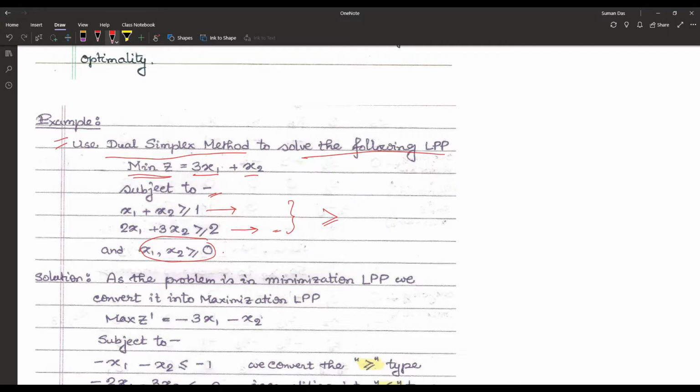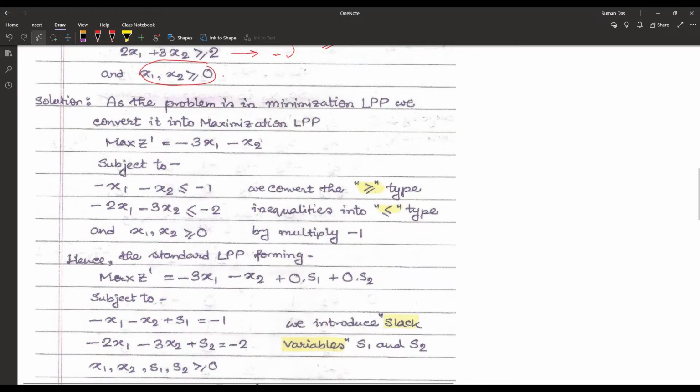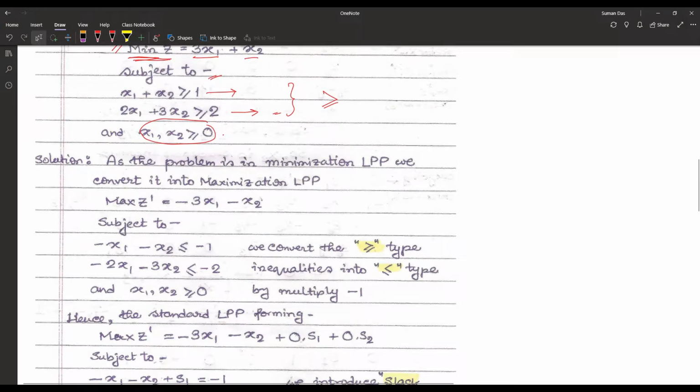According to the first step, we have to transform the minimum Z into the maximization LPP. So in our first step, we are transforming minimum Z into maximization Z1, as plus 3 so we are writing it as -3, and plus x2 means minus x2. So we are transforming it into a maximization Z1.